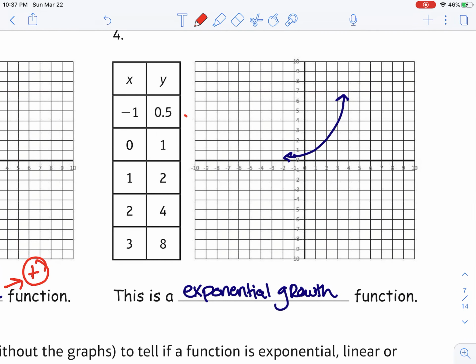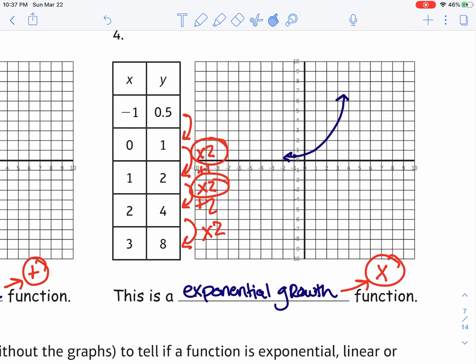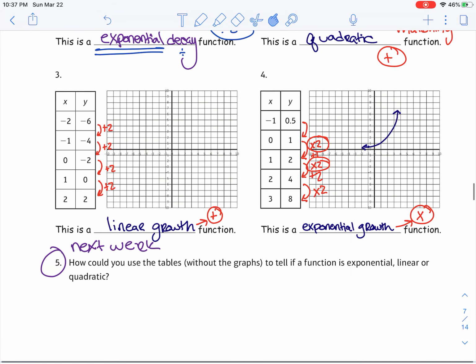Let's try this one. From here to here, that's kind of hard. Let's try this. 1 to 2 is ×2 or +1. 2 to 4 is ×2 or +2. So the times pattern matches. Let's double check it. ×2. So this is exponential because it's a multiply, and it's a growth because multiplying is growing while dividing is decaying.